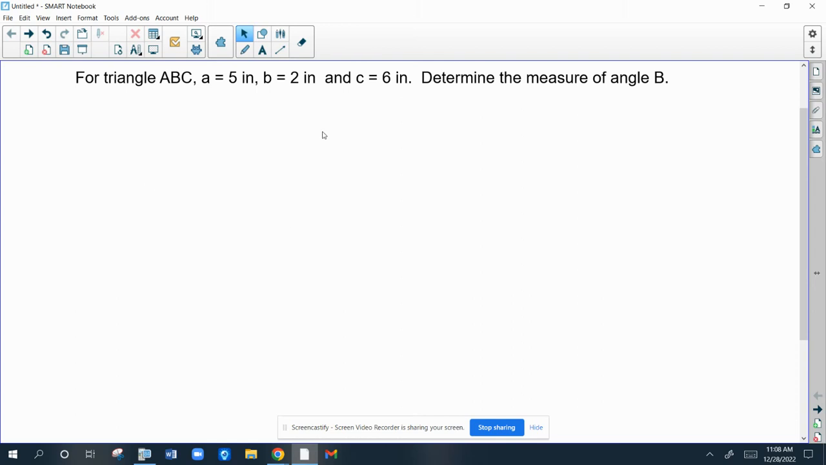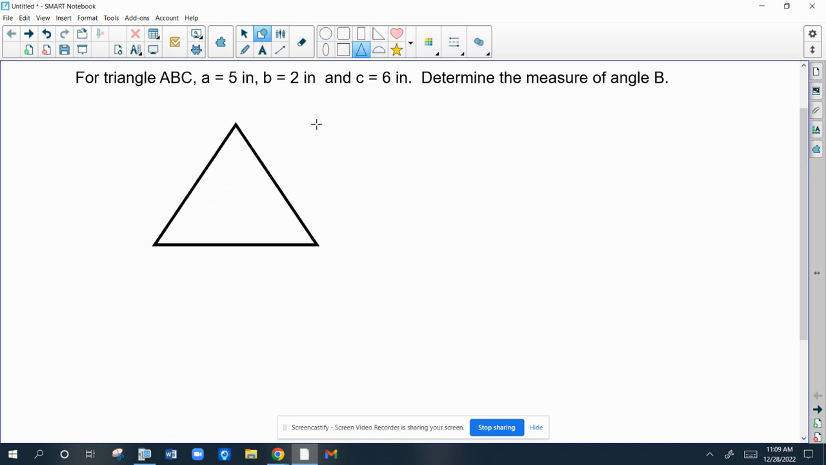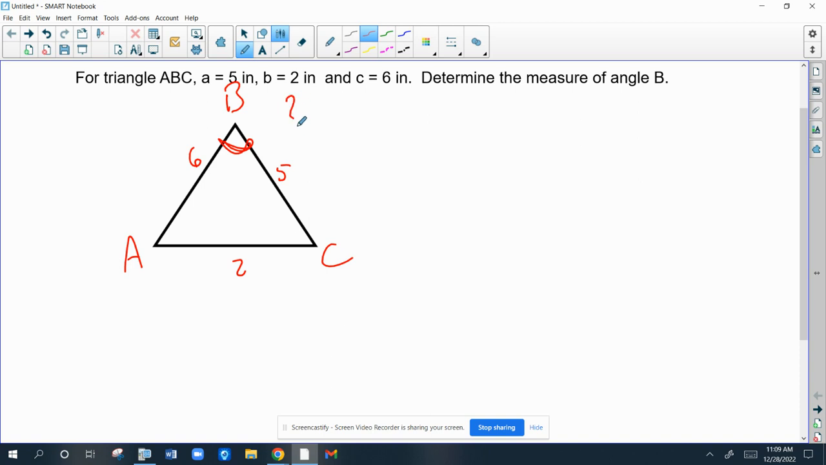And here we go again. We have another triangle question. Here, let's see. Make a nice triangle this time for you. All right, so we have triangle ABC. We have the side opposite A is 5, the side opposite B is 2, and the side opposite C is 6. And we're trying to figure out what the measure of angle B is.